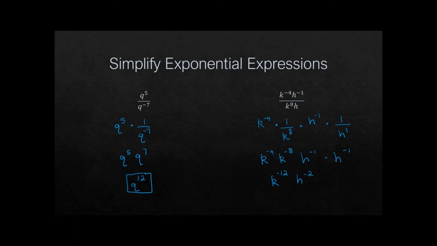Now, everything here is a negative exponent, so that means when we write it with a positive exponent, everything is going to be in the denominator of a fraction. So we're going to end up with 1 over k to the 12 h squared, because both of those are going to end up in the denominator when you flip them. We don't have any numbers, so if nothing's going to be on top, we just write a 1.